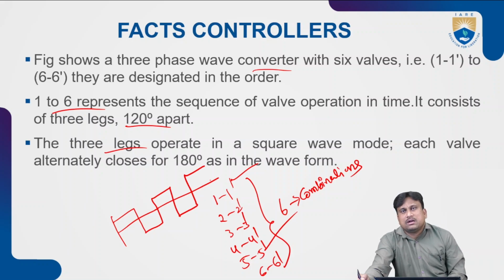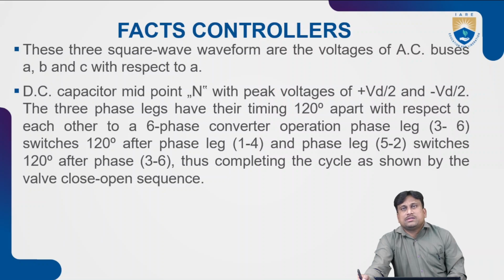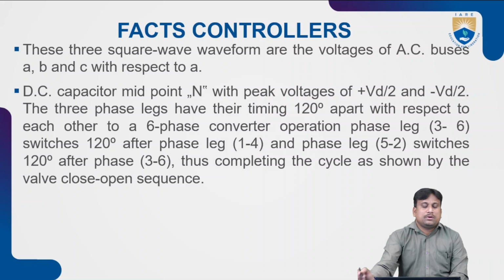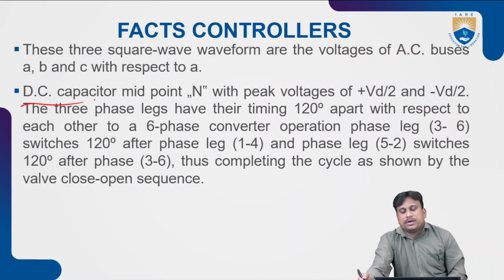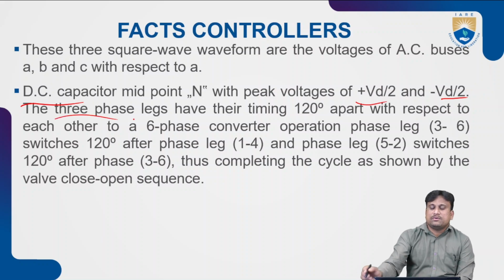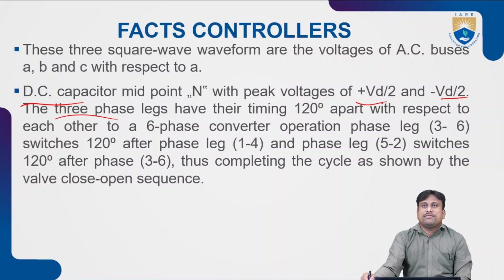So each valve alternately closes for 180 degrees phase shift as it is shown in the waveform. So these 3 square wave waveforms are going to be the voltage of AC buses A, B and C, that is done with respect to the A case. So the DC capacitor is at the midpoint N with the peak voltages of plus Vd by 2 and minus Vd by 2. So these 3 phase legs have been defined with a phase angle of about 120 degrees phase shift.